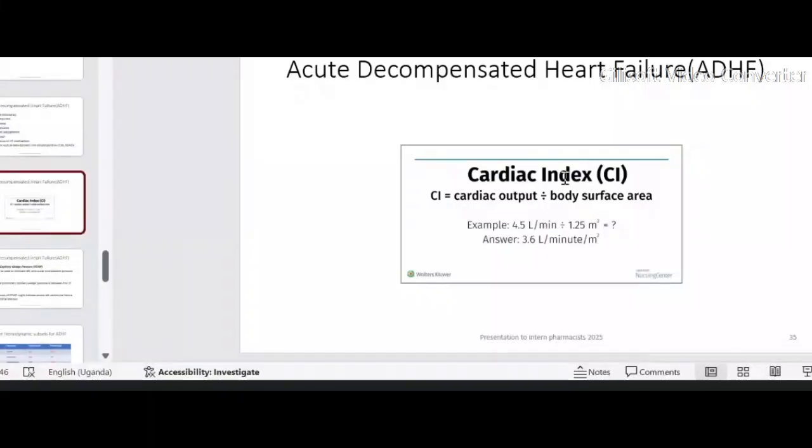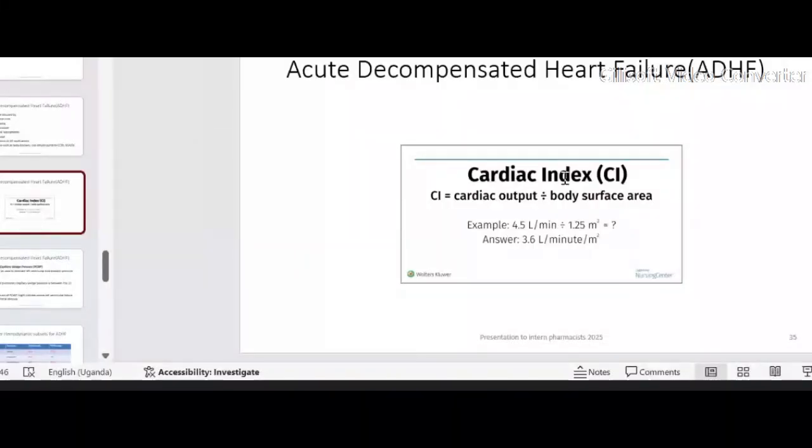Now, cardiac index is a measure of perfusion. Basically, how much blood is reaching the square meter every minute. That's the meaning of cardiac index. It's a better parameter for gauging perfusion than cardiac output. Of all this blood leaving the heart, how much is reaching a square meter of your body?